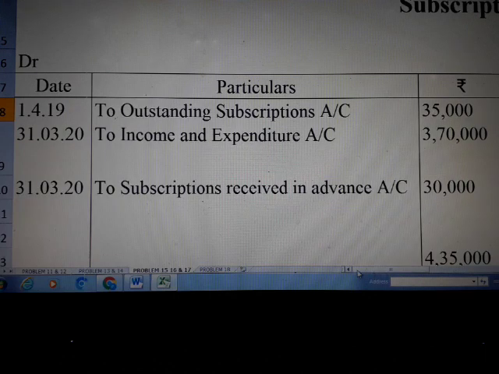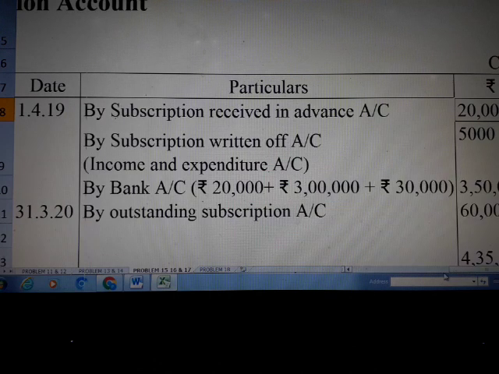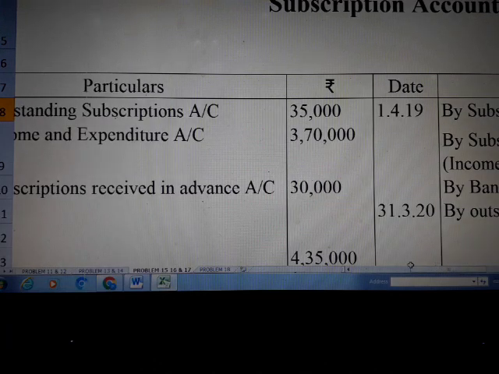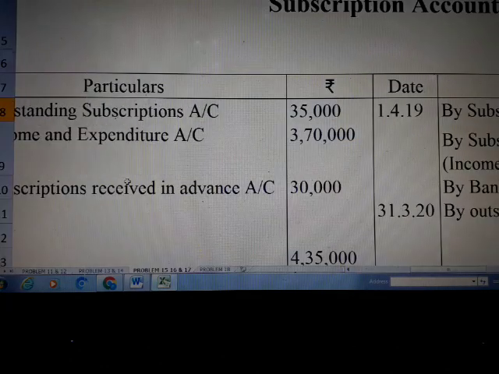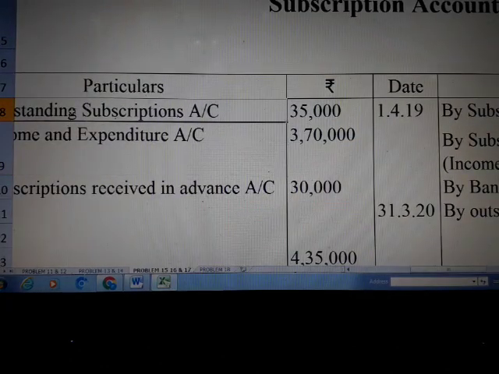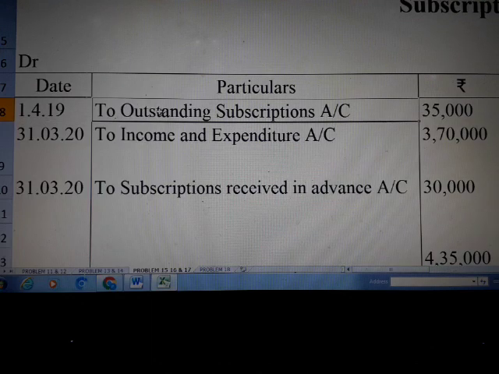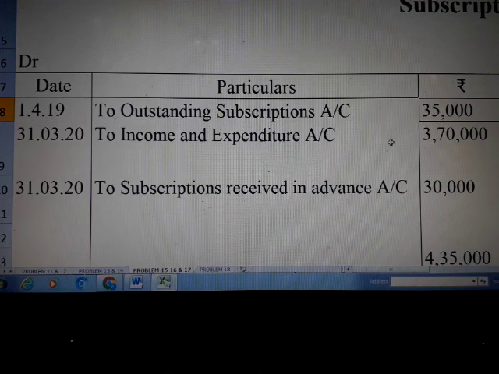On the debit side, I will document the amount which I have to subtract from my total subscription. Obviously, the previous year outstanding subscription, which is available over here. The subscription outstanding as at 31st of March 2019 is given as rupees 35,000. So the previous year subscription is 35,000. That I'll show over here. So, subscriptions outstanding in the beginning date, 35,000.